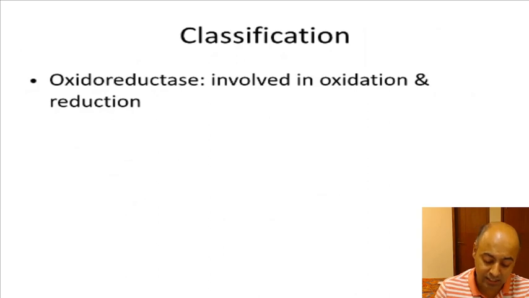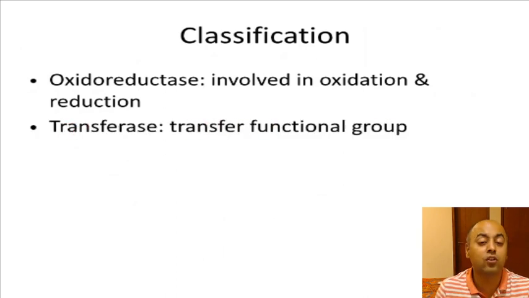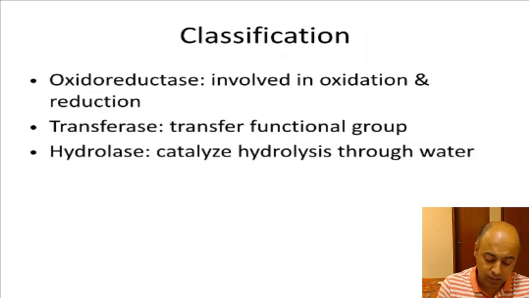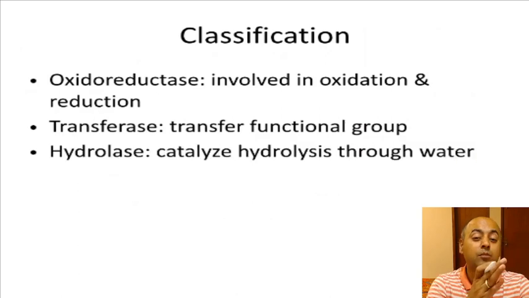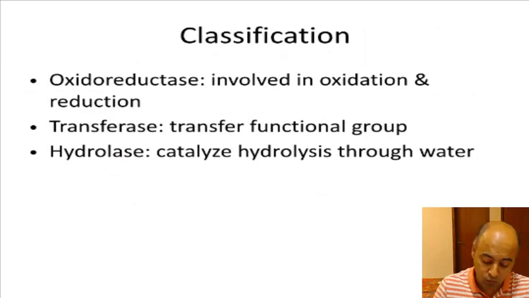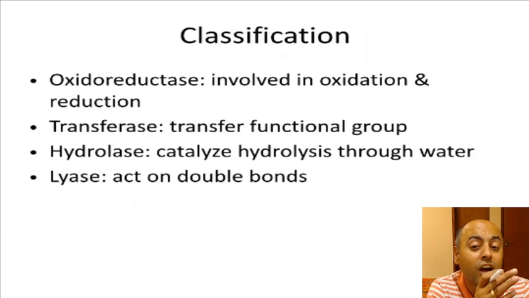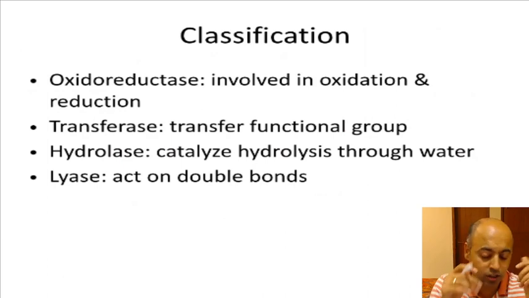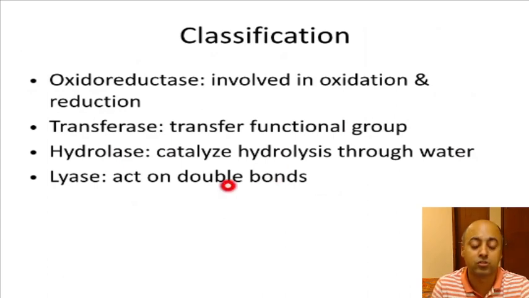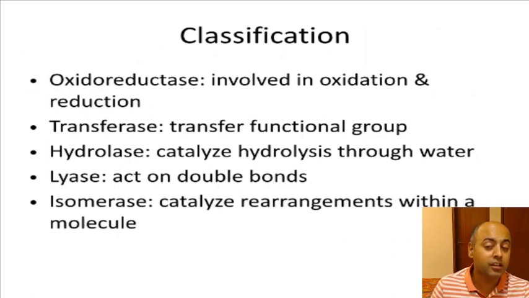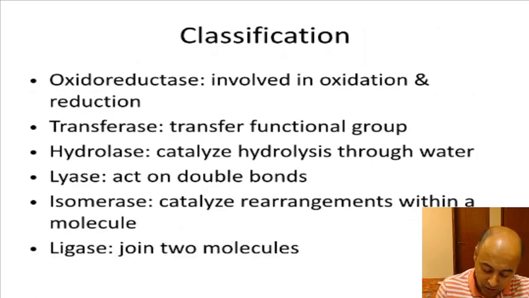If you go to a classification, what are the classes that you should be knowing about? First class is oxidoreductase, which is involved in oxidation and reduction. Second class is transferase, which is involved in the transfer of functional group. Third class is the hydrolase, which will break the molecules using water. Fourth class is lyase. This will also break the molecules, but for this it doesn't require water. It will break the molecules without using the water. Commonly it is acting on the double bonds. Isomerase will rearrange the atoms within the molecule, whereas ligase will join two molecules.